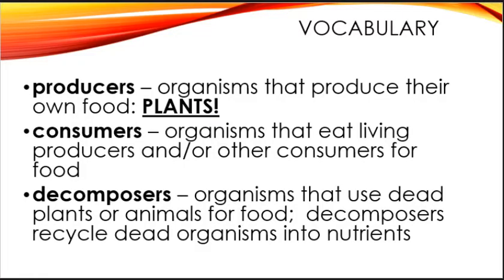All right, so here's some vocabulary words. We have things out there, living things called producers. They're called producers because they produce their own food. They make their own food. Those are plants. So if you're going to write down an example, it would be plants. If you want to write down a specific example, you could say whatever plant you can think of. Sunflower, grass, tree, yes.